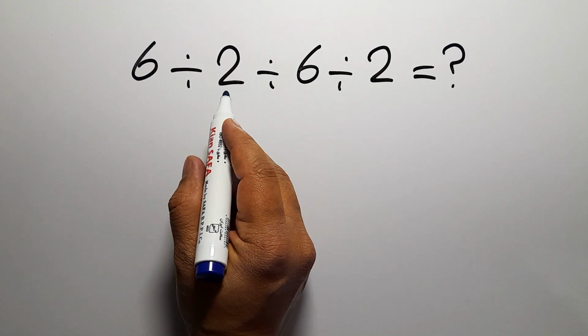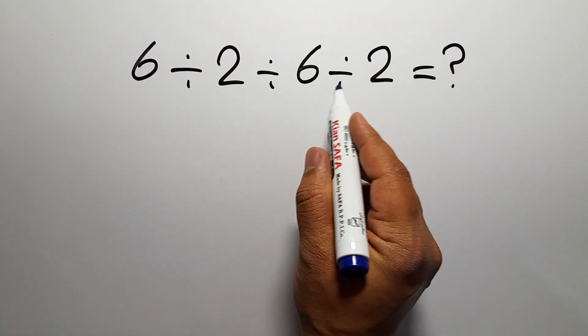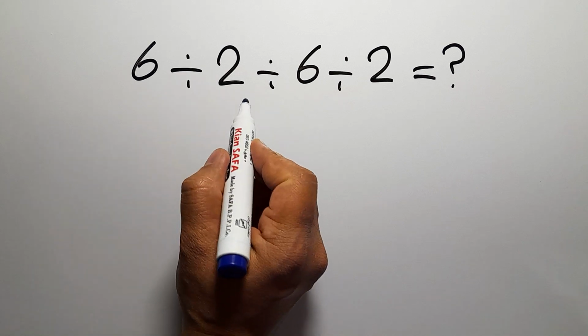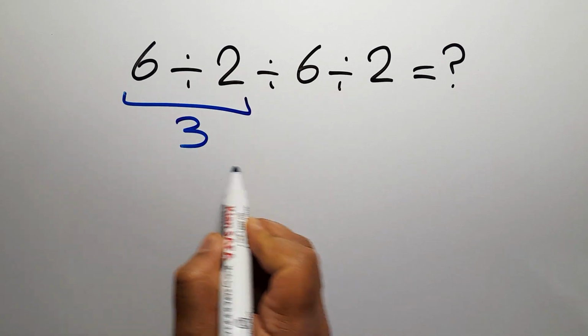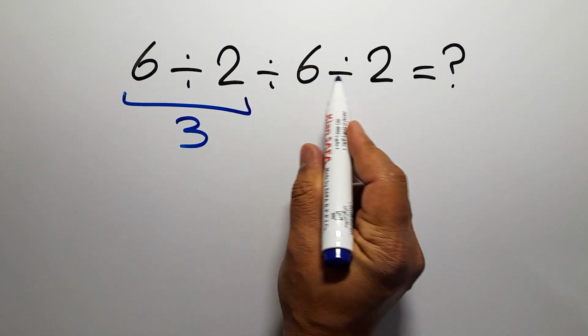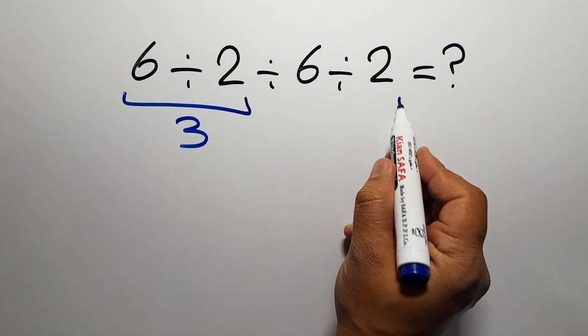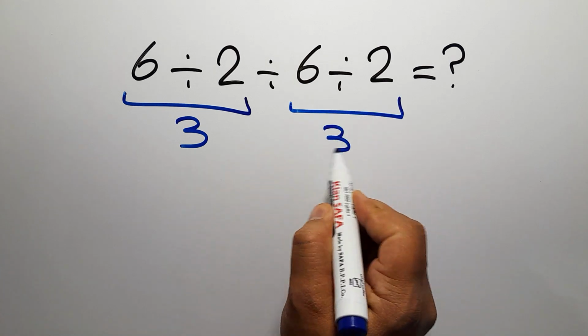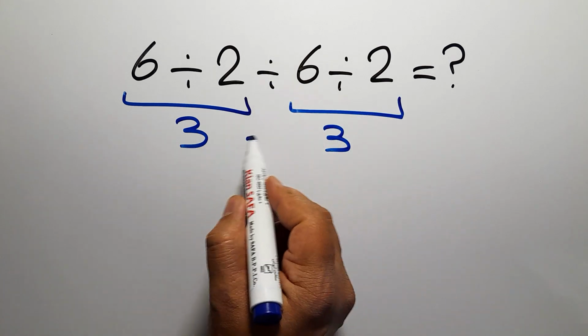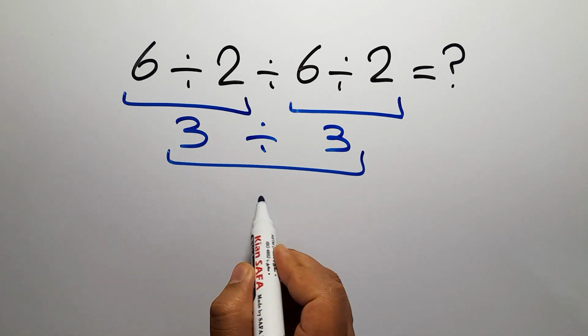6 divided by 2 divided by 6 divided by 2. 6 divided by 2 gives us 3. And again here we have 6 divided by 2, which is 3. So 3 divided by 3, which equals 1.